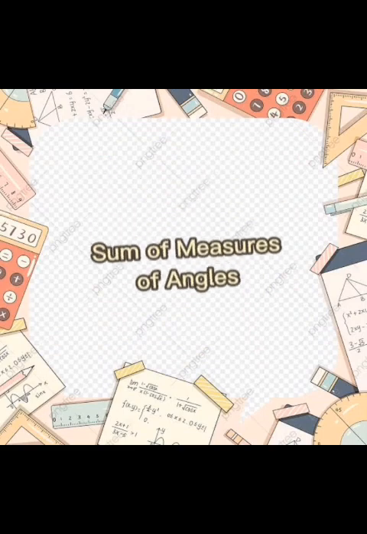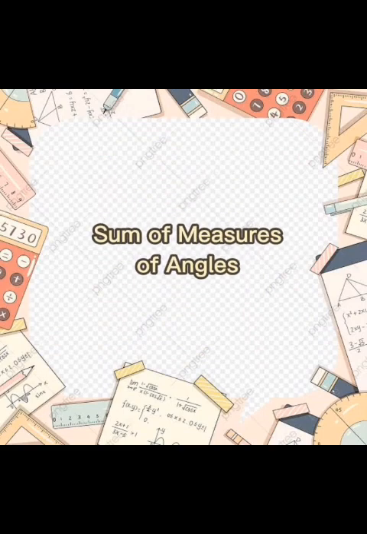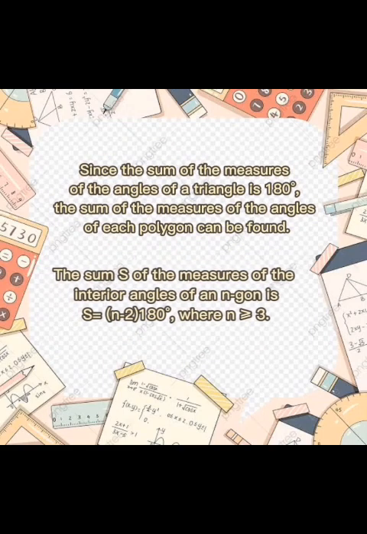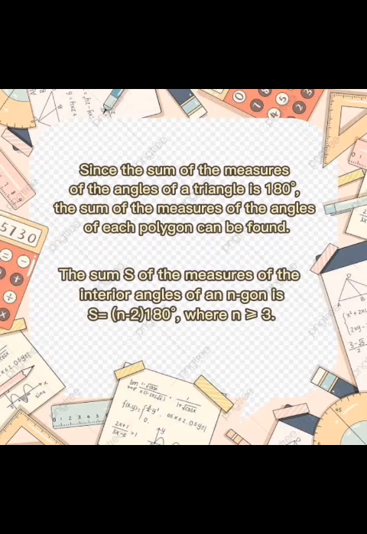And now we come up with the sum of measures of angles. Since the sum of the measures of the angles of a triangle is 180 degrees, the sum of the measures of the angles of each polygon can be found. The sum S of the measures of the interior angles of an n-gon is S = (n - 2) times 180 degrees, where n is greater than or equal to 3.